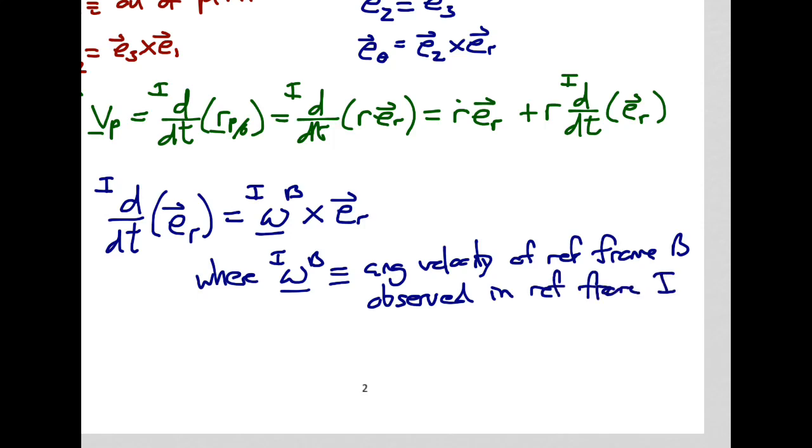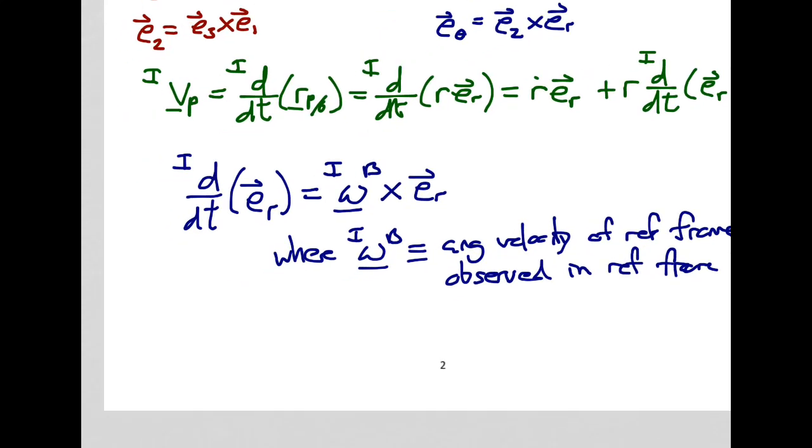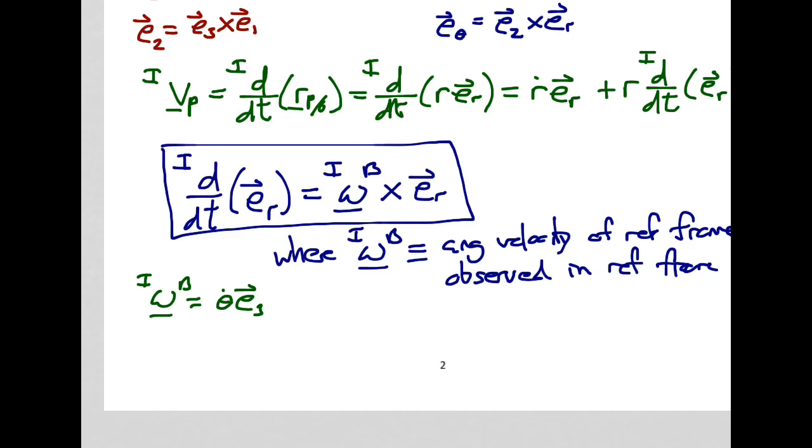All right? And so here in this particular case, omega b I is equal to theta dot, because that's the speed at which the reference frame B is rotating with respect to I, and that's in the E3 direction. It's in the E3 direction because that's our vector that's pointing out of the paper. And so this relationship is very handy.